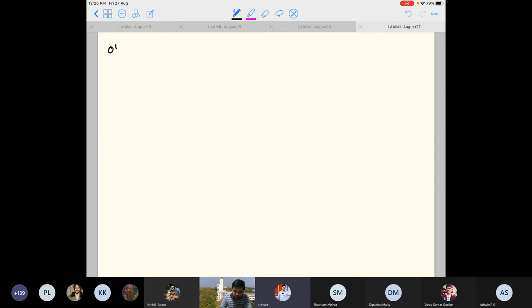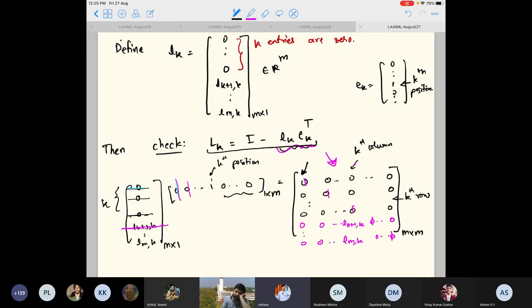And the other thing that you observe now is that EK transpose into LK is 0. Now I have LK EK transpose as an m by m matrix. But what is EK transpose LK? It is a 1 by 1 scalar. I am taking the inner product, right? So you tell me, what is EK transpose LK?